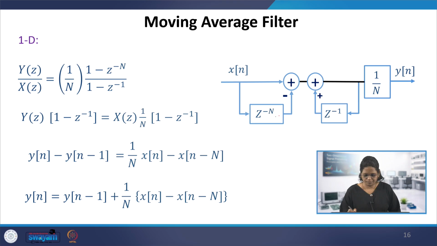So this portion is actually called the comb filter. We will discuss this a little later as a comb filter separately. And this one is an integrator you can have, and 1 by N gives the y of n here.